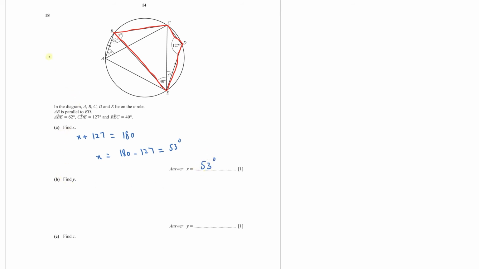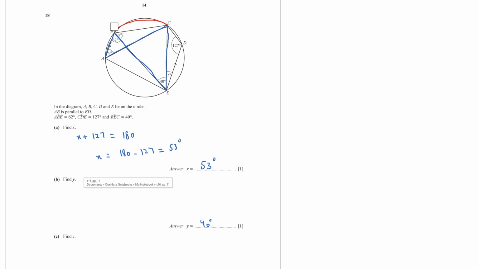Find y. Let me erase this. So for y, if you look at this angle y here, and if you look at this angle BEC, they are in the same segment, and they are subtended by the same arc length, so these will be equal. So y will be 40 degrees because angles in the same segment are equal.